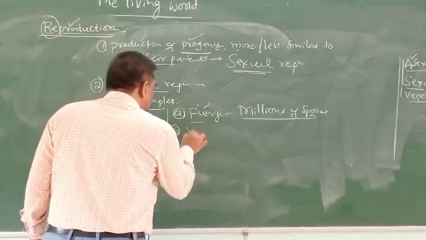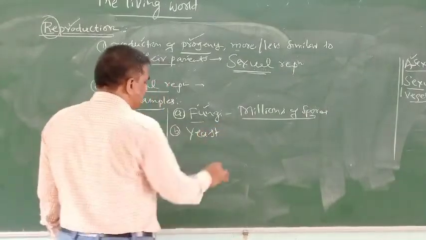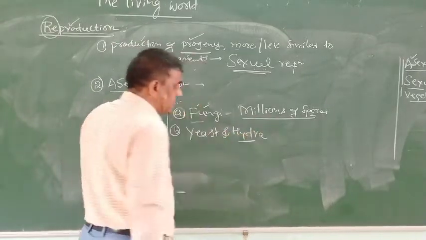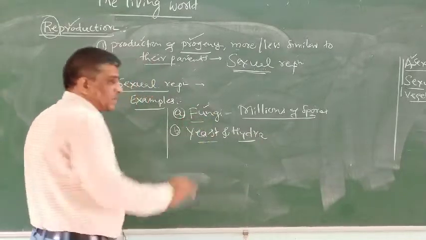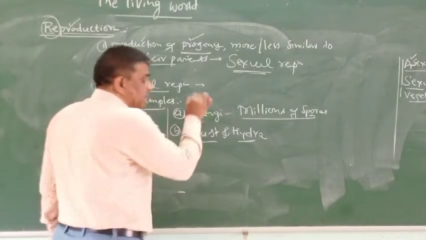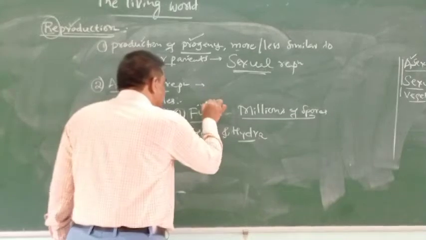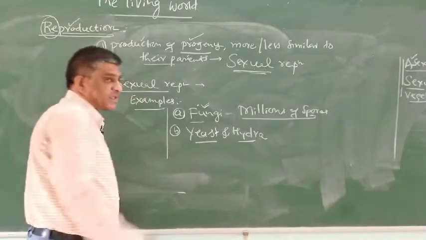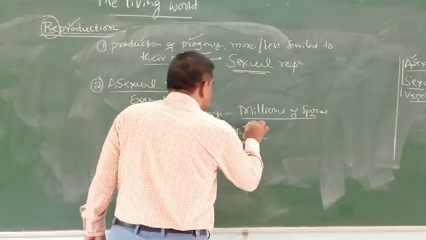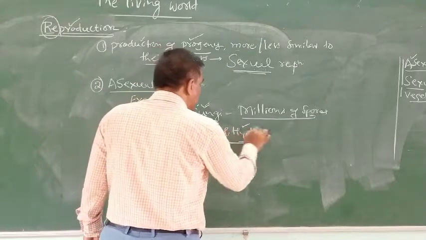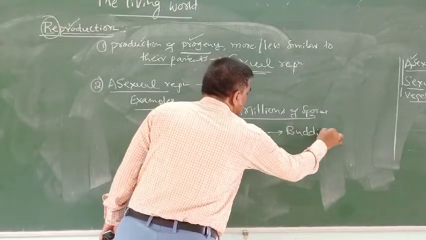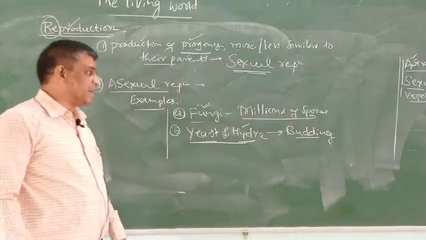One more organism is yeast, and another one is hydra. I think you might have heard about hydra, and you might know about yeast also, but you may not know what yeast is. Yeast is a unicellular fungus. Fungi, as I wrote here, are multicellular; yeast is also a fungus, but a unicellular one. Why did I join these two organisms? This is an animal, this is a fungus, and these two organisms reproduce by a process known as budding.